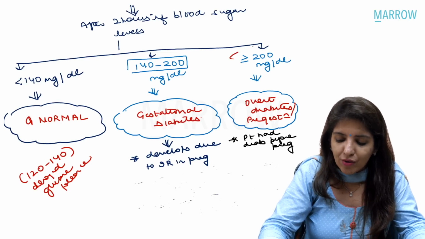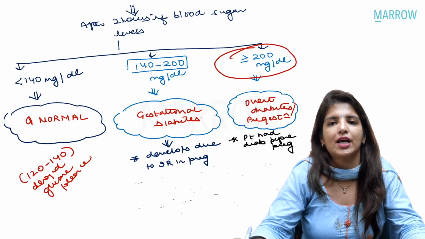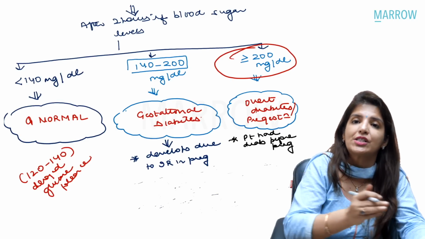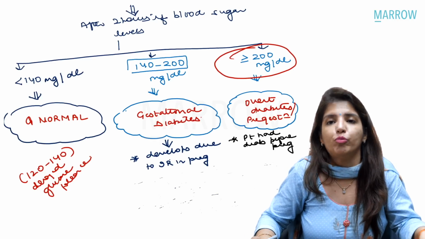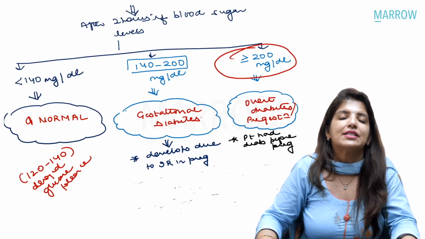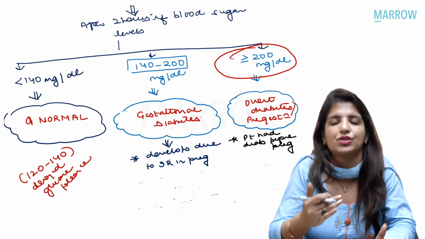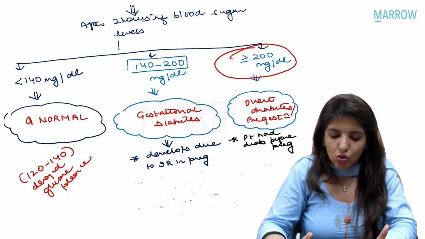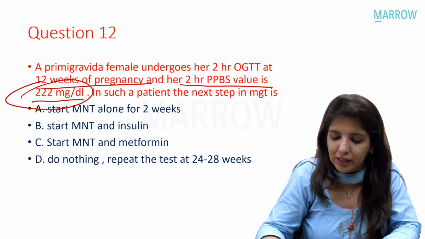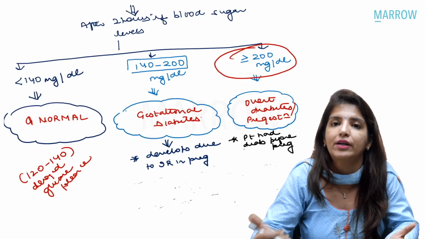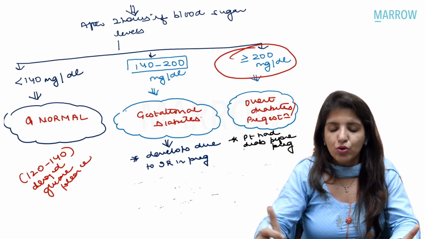But if her values are more than or equal to 200 milligrams per dL, that means she's a case of overt diabetes or pre-gestational diabetes. What do you mean by that? That means she had diabetes even before pregnancy. Gestational diabetes means she did not have diabetes before pregnancy, only during pregnancy because of insulin resistance she has developed diabetes. So our patient's 2-hour PPBS value is 222 milligrams per dL. That means she's a case of overt diabetes, or pre-gestational diabetes. Now they are asking how you are going to manage her.